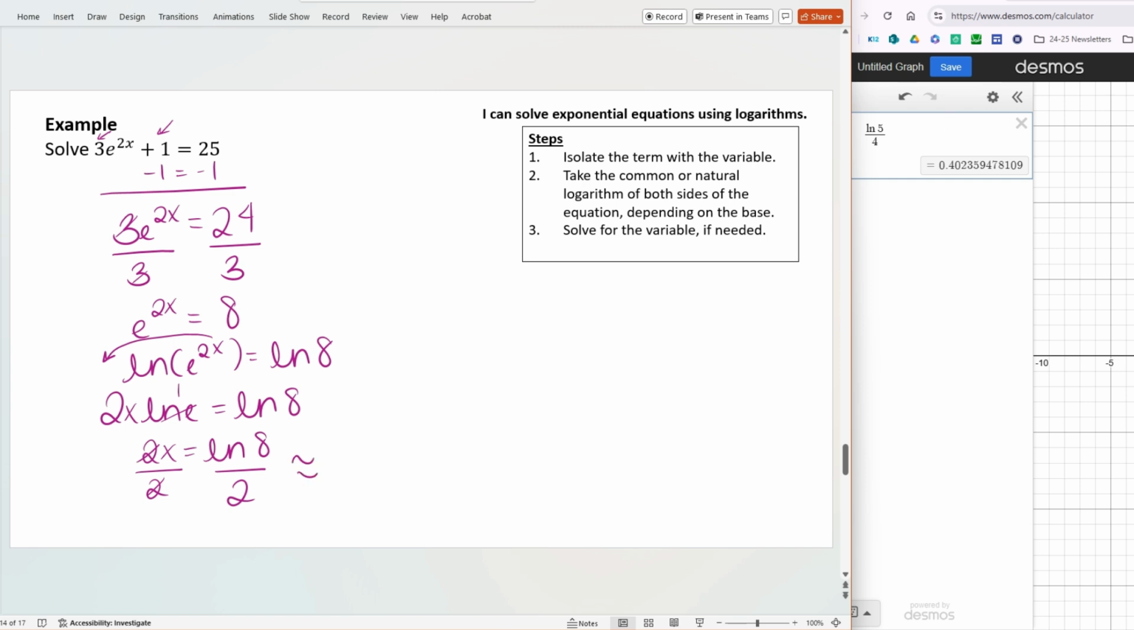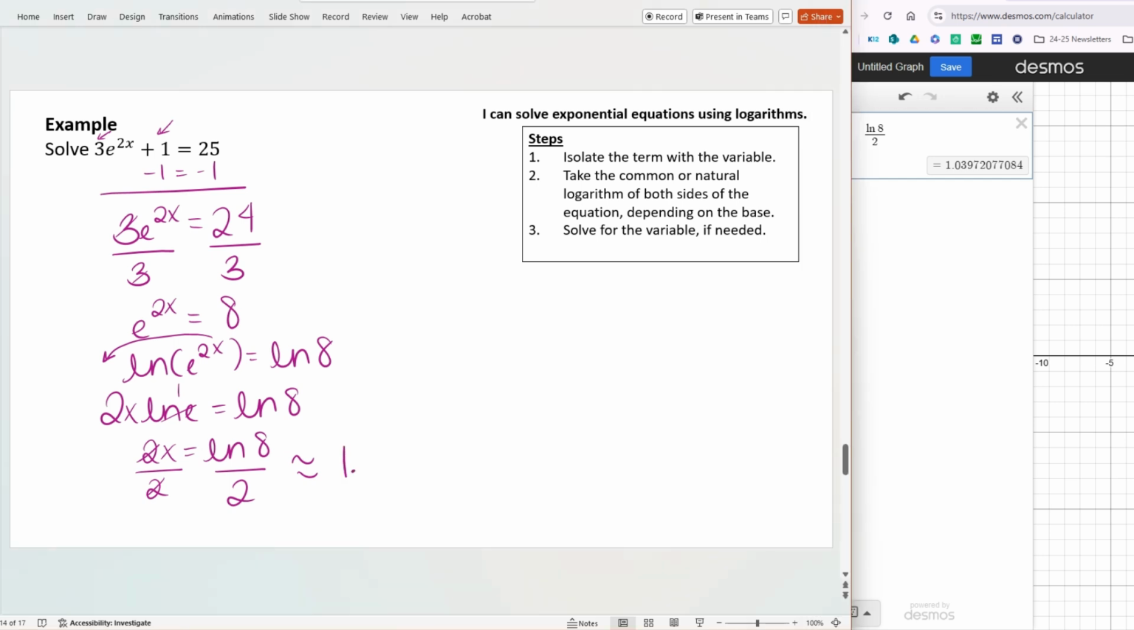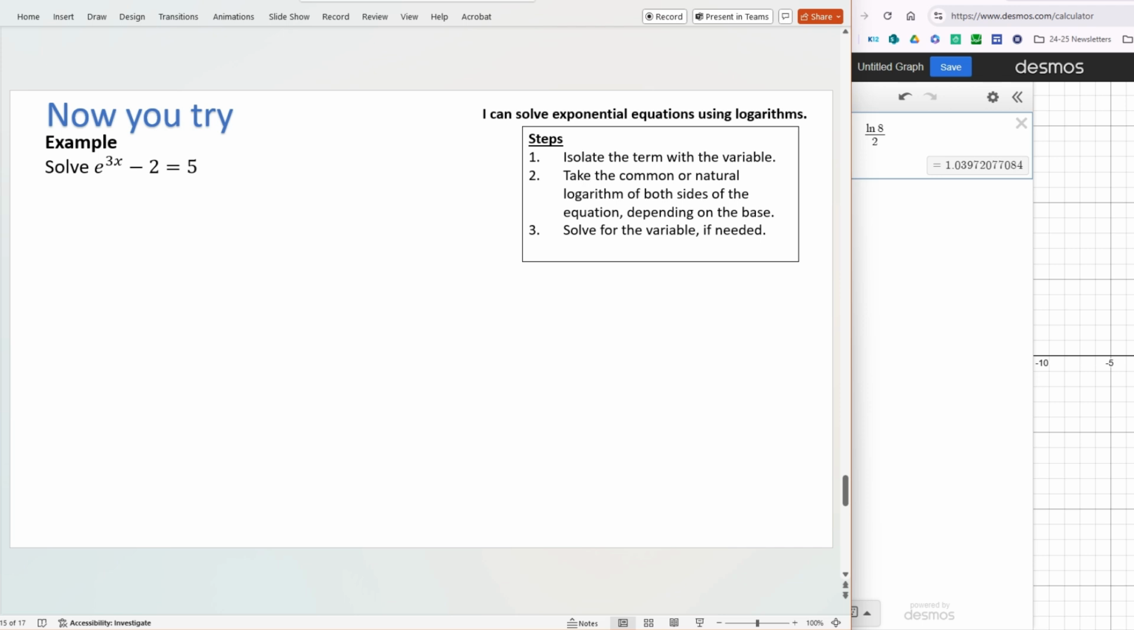And I can go ahead now and figure this out on my calculator. I'm going to do natural log of 8 and then divide by 2. And that's going to give me x is approximately equal to 1.0397. Okay, and that is the approximate value of x. So now you can go ahead and pause the video and try doing this example on your own.